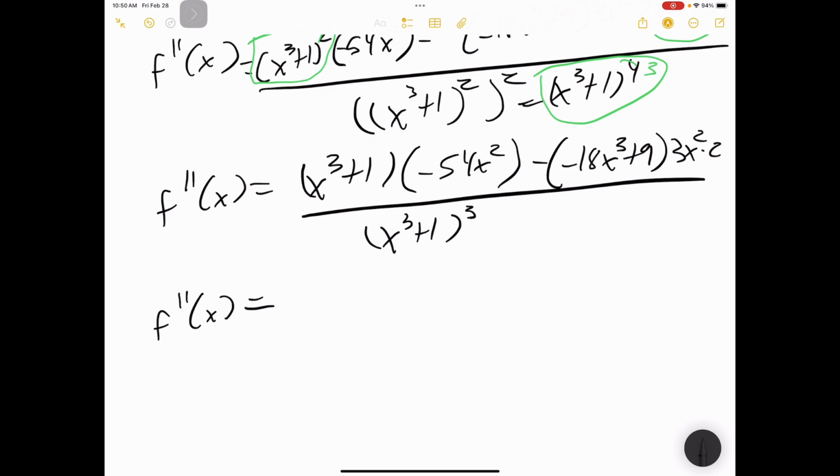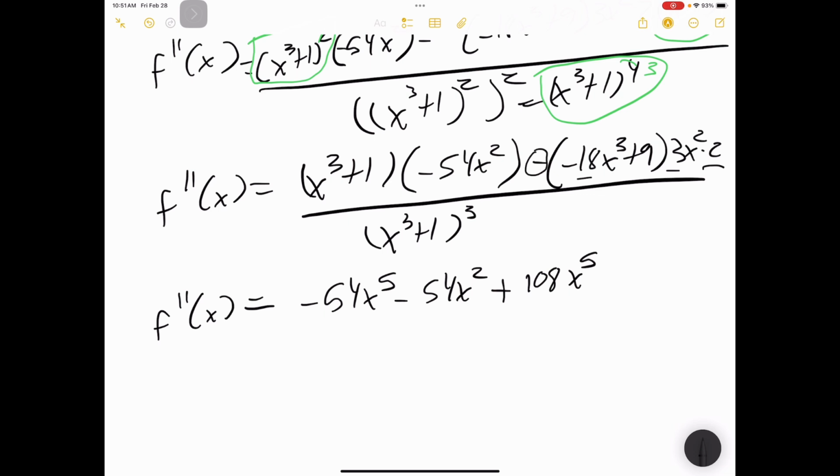Negative 54x squared times x cubed is going to be negative 54x to the 5th. Multiply it by 1, we get minus 54x squared minus, well, minus is going to be a plus 18 times 3 times 2. 18 times 2 is 36. 36 times 3 is 108. So we're going to get plus 108x to the 5th.